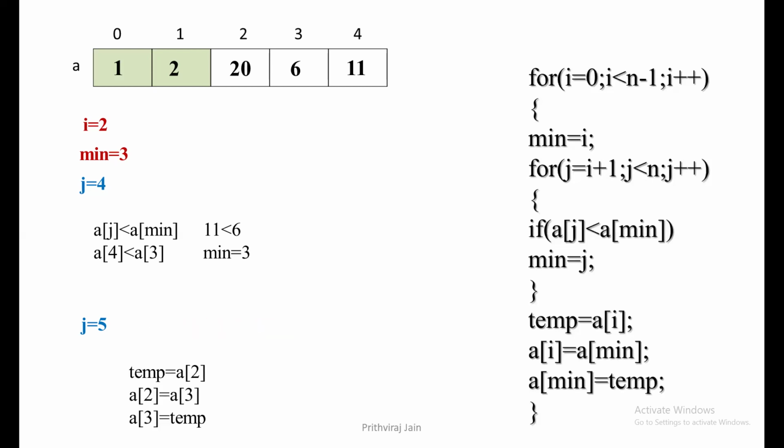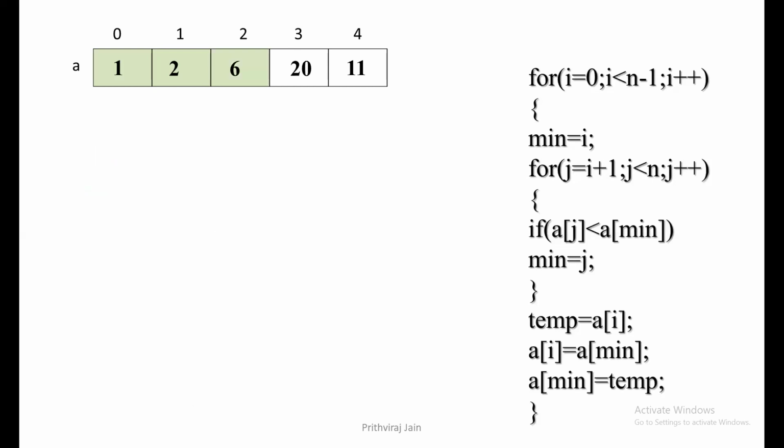Next, that element will get swapped. The a of 2 is swapped with the a of 3. That is, 20 is swapped with 6. And 6 has got its position. Now 1, 2, 6 are in the sorted part and the remaining elements are in the unsorted part. Again, I am incrementing the i loop. i is equal to 3.